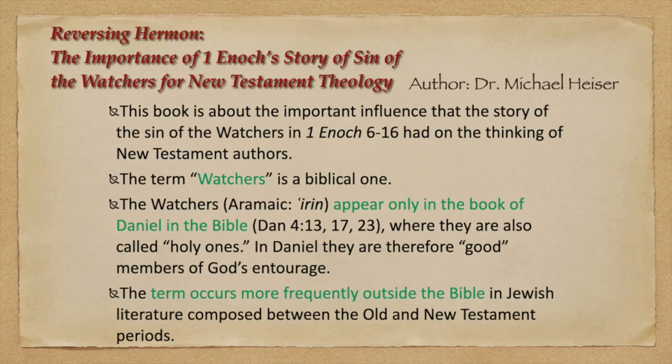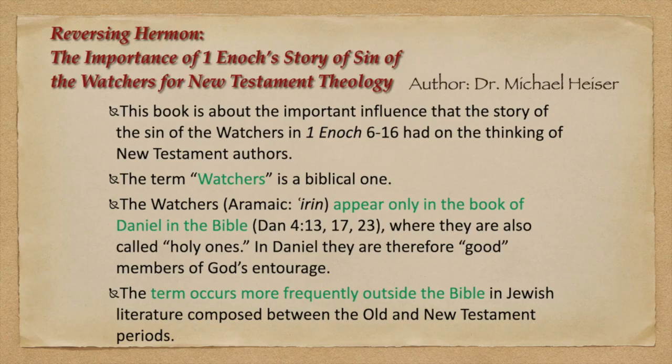So Daniel's calling this watcher, obviously from the text in verse 13, a holy one, and one that has come down from heaven. Exactly. So it can't be an idol, and it can't be something from the demonic world or from Satan's realm.